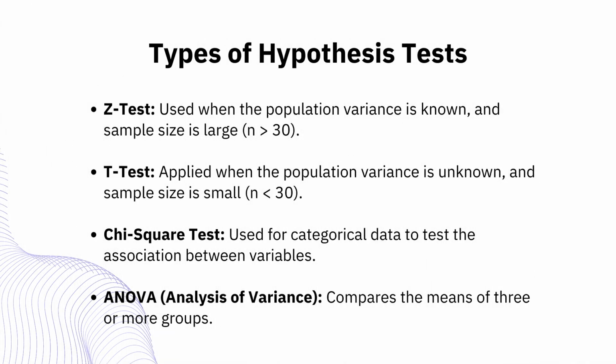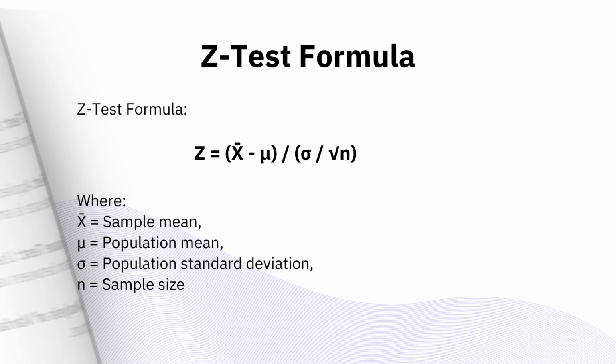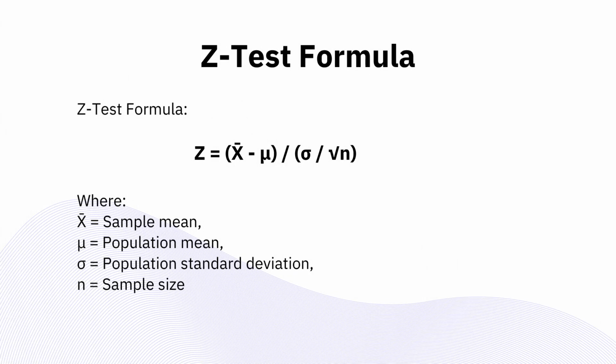There are several types of hypothesis tests that are commonly used, each suited to different data and scenarios. The z-test is used when the population variance is known and the sample size is large. The t-test is suitable when the population variance is unknown or the sample size is small. The chi-square test is useful for categorical data, while ANOVA, or analysis of variance, is used to compare means across multiple groups. The z-test is calculated using this formula.